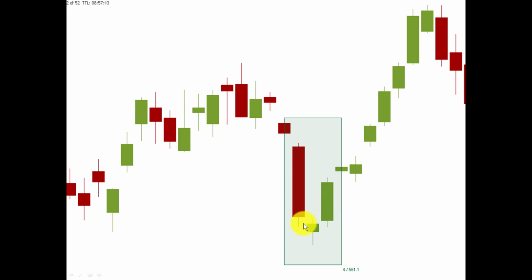Most of the time you see that the bodies are overlapping each other, but if you get this scenario, this is somewhat near to the ideal scenario where you will have a buying pressure after the pattern is confirmed.